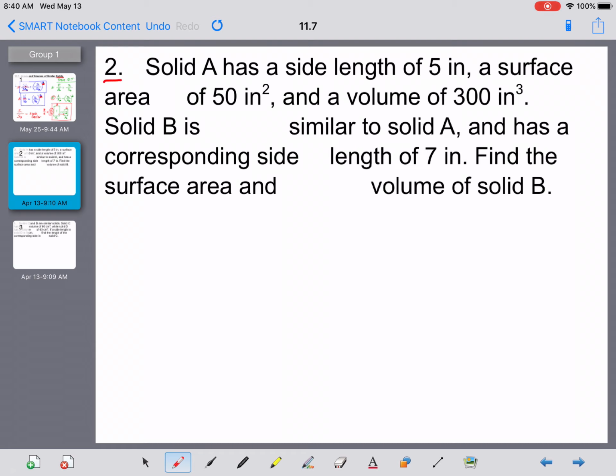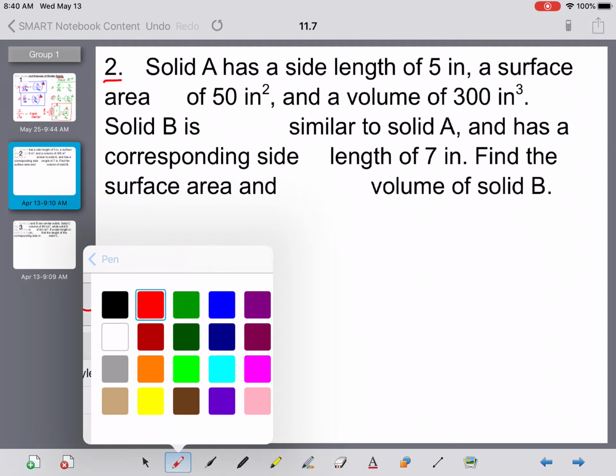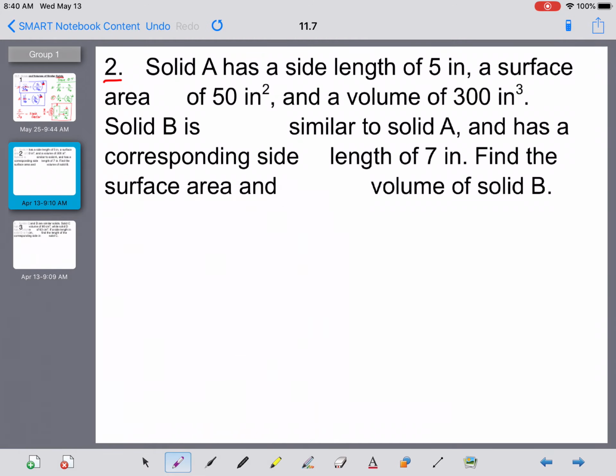Okay, so we're talking about two solids and trying to get you guys used to what's coming. They don't always give you diagrams for these two figures, and so I left those out on purpose. Here's what we're saying: solid A has a side length of 5 inches, a surface area of 50 square inches, and a volume of 300 cubic inches. So that might not be a bad idea just to jot all that down. So solid A, let's write this out. We'll call this side of A a side length of 5 inches.